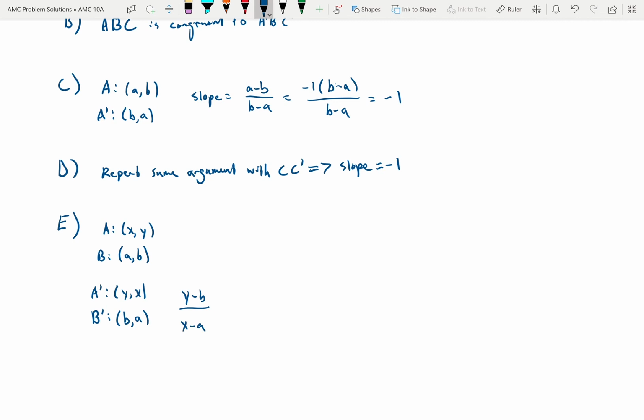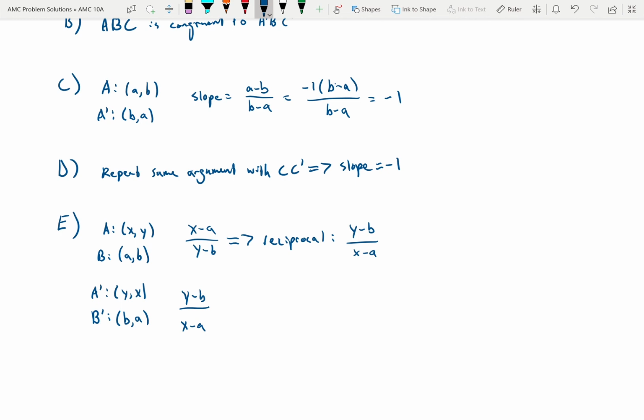So the slope of A prime B prime is going to be (y minus b) over (x minus a). And one thing, side note here: for two lines to be perpendicular, the opposite reciprocal of one has to be equal to the other. So for AB, the slope here is going to be (x minus a) over (y minus b). Therefore, the reciprocal is going to be equal to (y minus b) over (x minus a). So I can already tell this isn't going to work out.